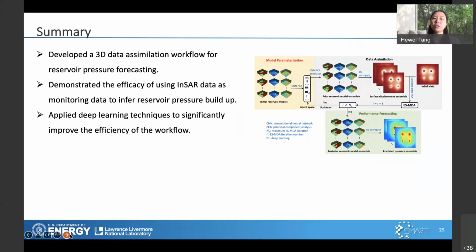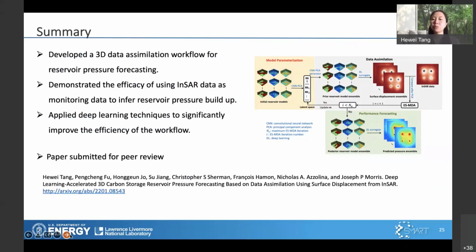And finally, I want to summarize my presentation. So we developed a 3D data assimilation workflow for reservoir pressure forecasting, and we demonstrated the efficacy of using InSAR data as monitoring data to infer reservoir pressure buildup. And we applied deep learning techniques to significantly improve the efficiency of this workflow. And we have also prepared a paper and have submitted it to the peer review process. So that's all of my presentation, and your comments and questions are warmly welcomed.